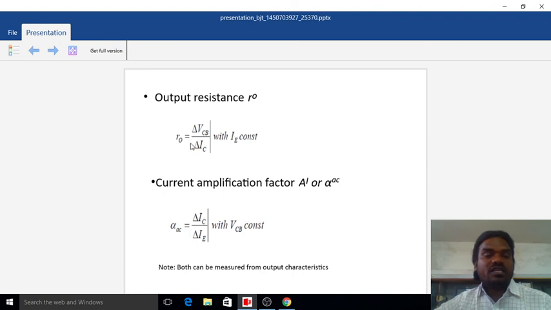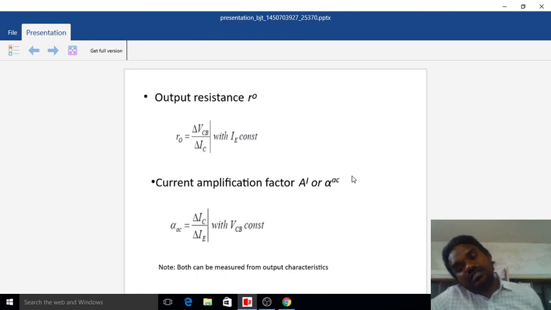Output resistance is nothing but the ratio between the output voltage and output current, that is RO equals change in VCB by change in IC with IE constant. Current amplification is nothing but current gain. Just now we discussed alpha DC. Now here the amplification factor is alpha AC. Alpha AC is output current by input current, change in IC by change in IE. That is the current amplification factor.